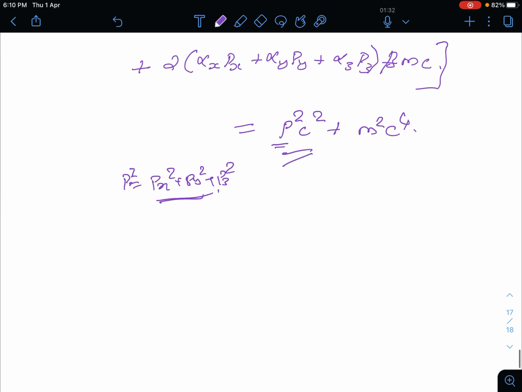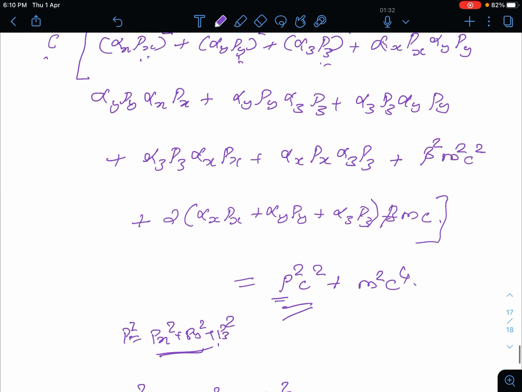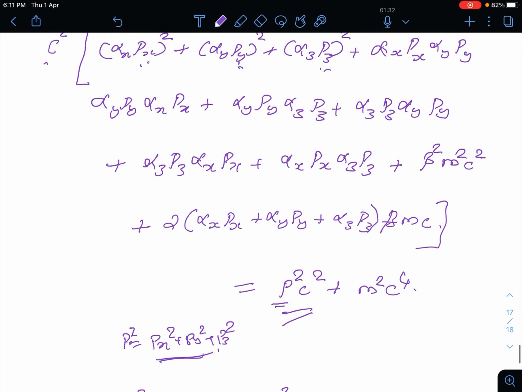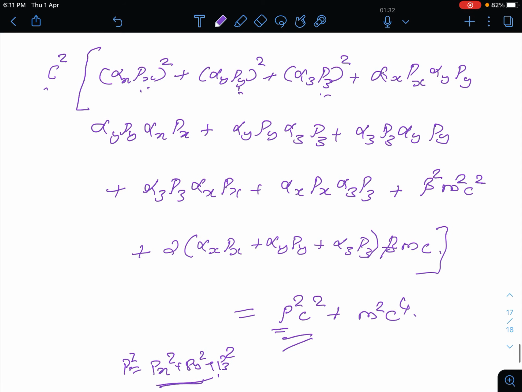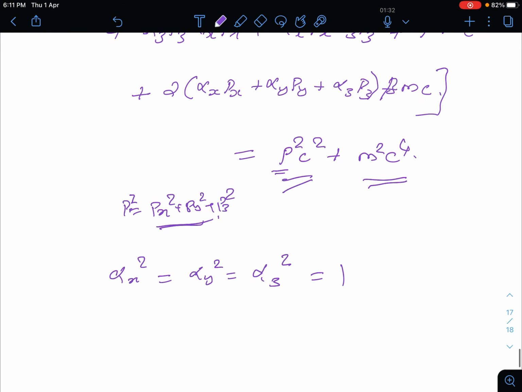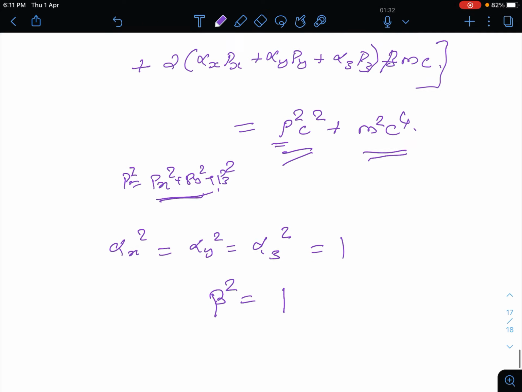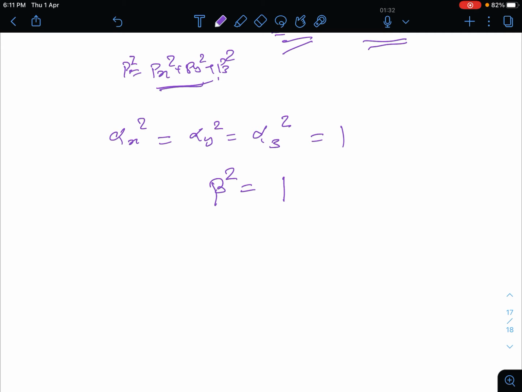So simply that means alpha x square is equal to alpha y square is equal to alpha z square is equal to 1. That is one condition, very simple, important condition. Now consider what about beta? Beta square m square c square into c square, that is m square c raised to 4, is equal to m square c raised to 4. That also means beta square is equal to 1. That's the other condition. Now the last one, all other things have to be 0.